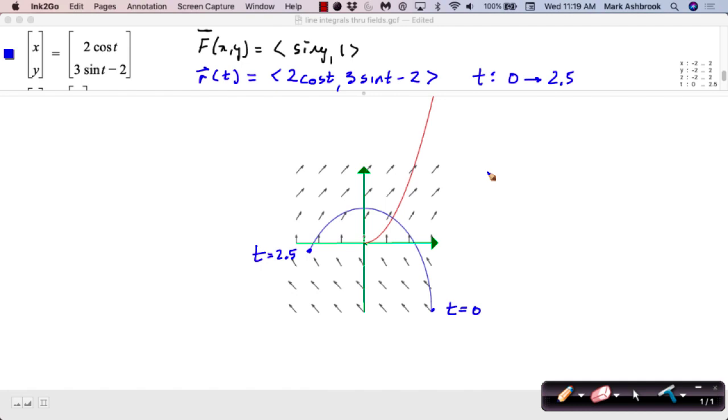All right, so I want you to set up the line integral. This is not going to be one that's fun to do by hand.